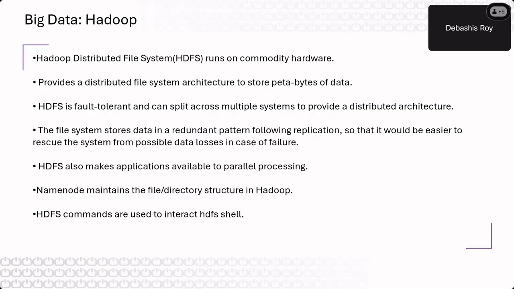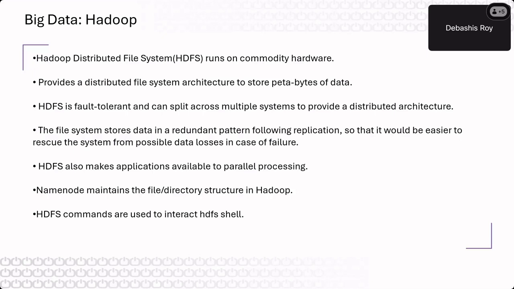Now, the Hadoop Distributed File System runs on commodity hardware. That is multiple systems, networked and working in a distributed computing manner. It provides a distributed file system architecture which can store petabytes of data. We say that HDFS is fault tolerant and can split across multiple systems to provide a distributed architecture. Fault tolerant means we have to provide for necessary backup, so there are replication factors for each file being stored. That is how, even if one node goes down, the data can be fetched from somewhere else.